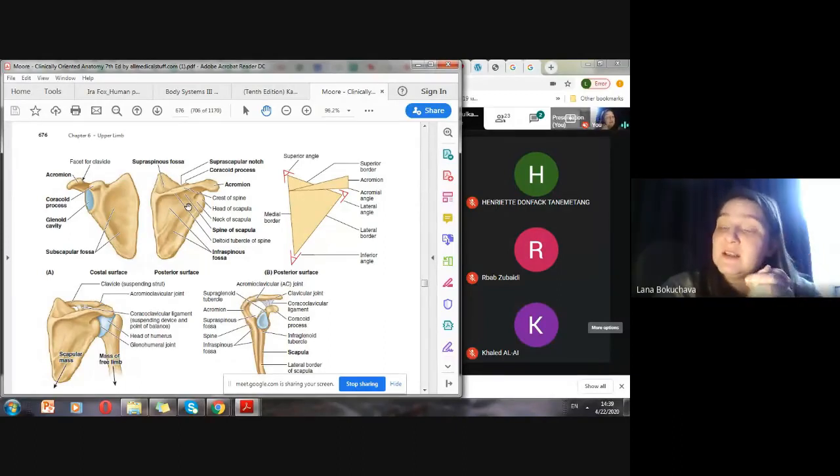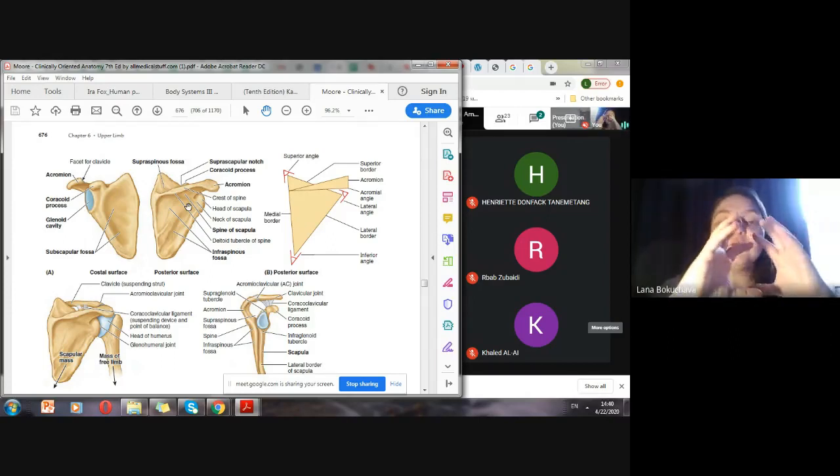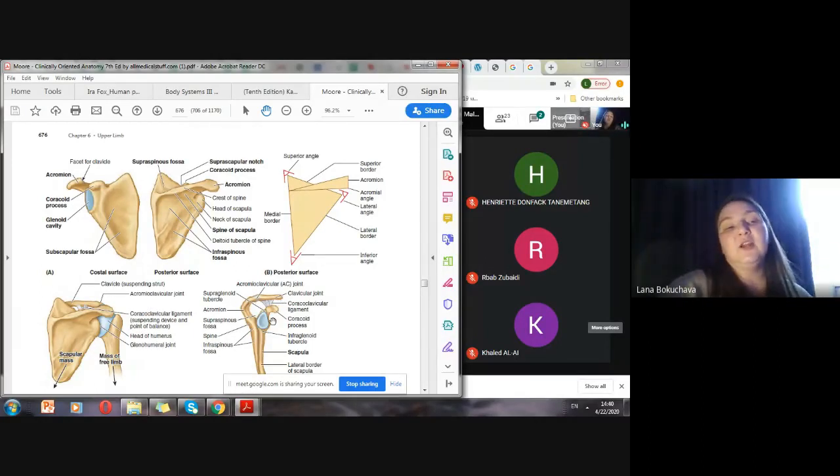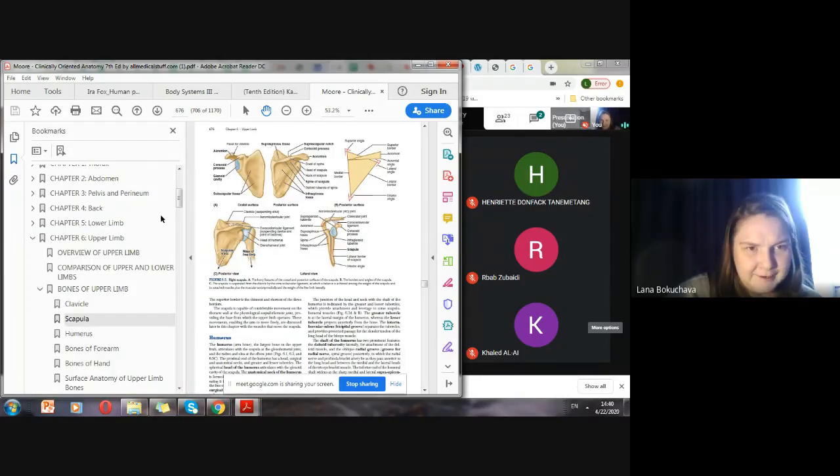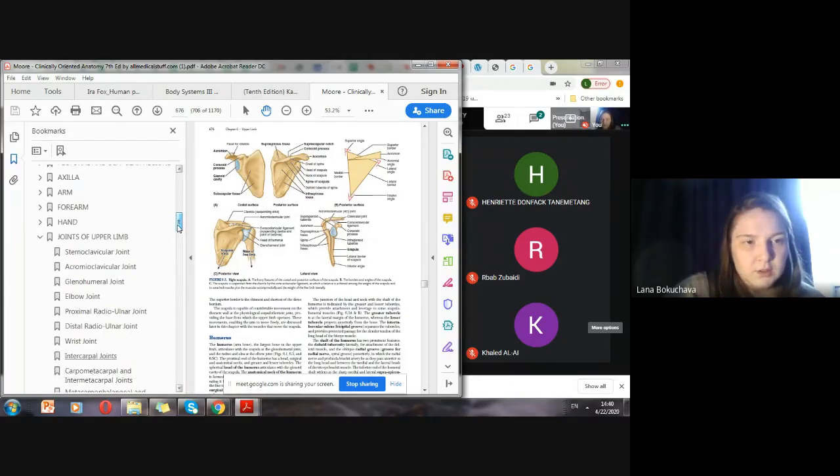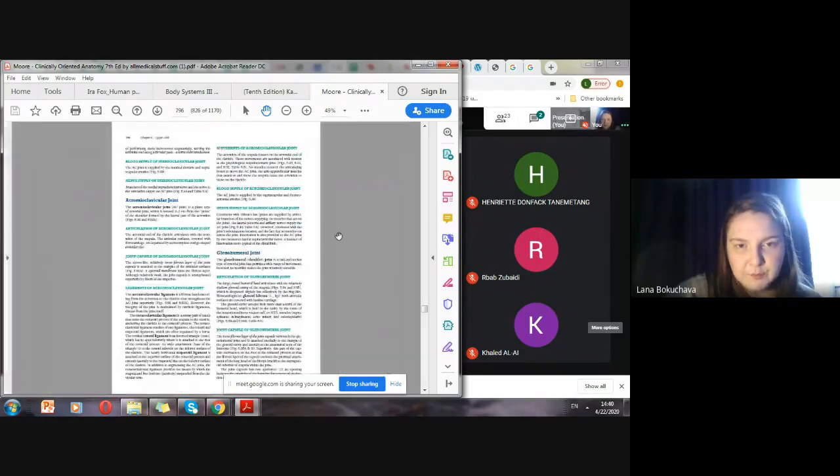As a result, these two fossas are the ones which are providing the attachment to the muscles. For example, we call these muscles rotator cuff muscles, which are surrounding the whole scapula. That's why we call it the rotator cuff. You know, like a cuff surrounds the portion of the glenoid cavity. By the way, we saw it right now when we were talking about the glenohumeral joint.